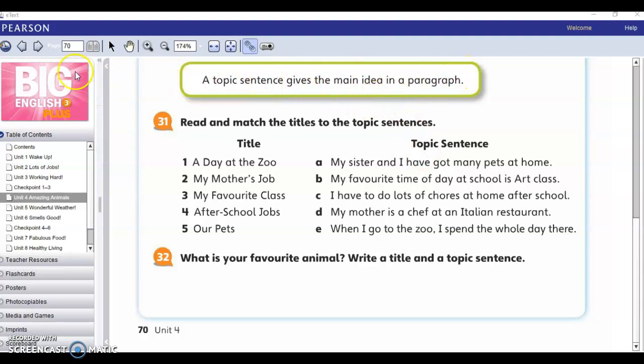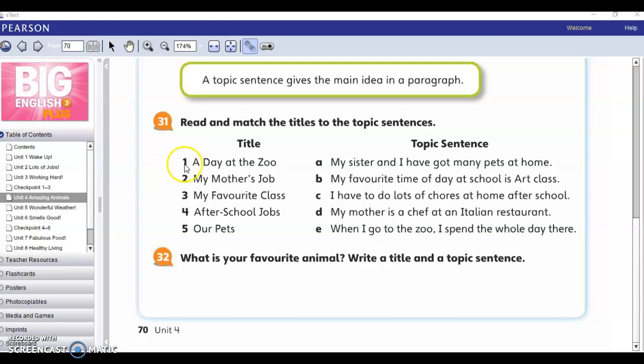I want you now to go to page 70 again, and let's go to exercise 31. Read and match the titles to the topic sentences. Here we have titles of paragraphs, and here we have the topic sentences. Let's try and connect them, and let's start with the first one as an example, and then you will pause and you will try it yourselves.